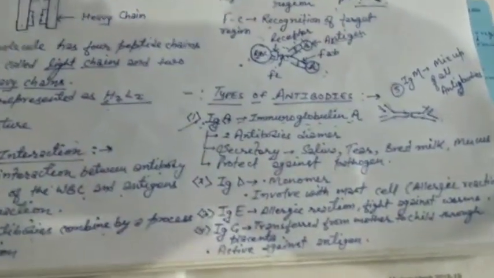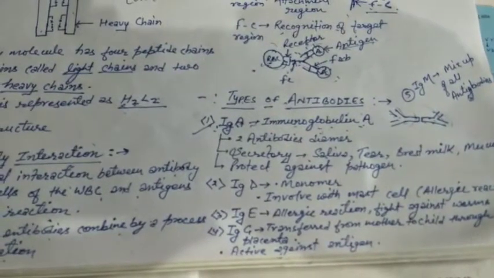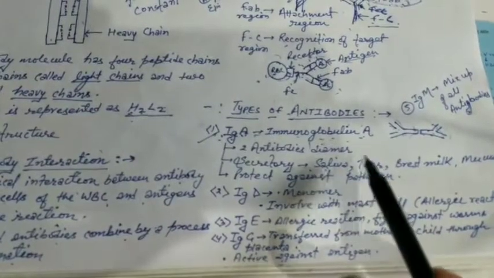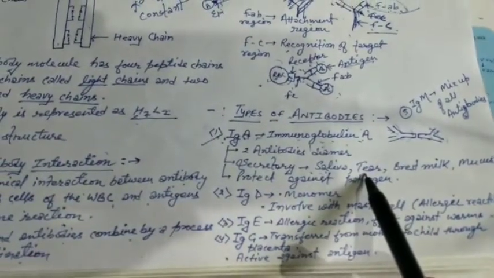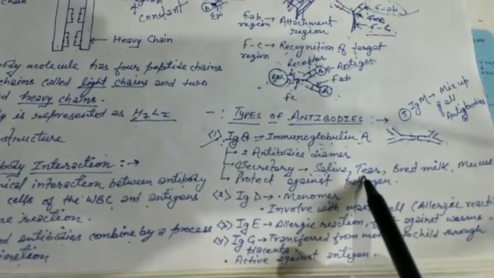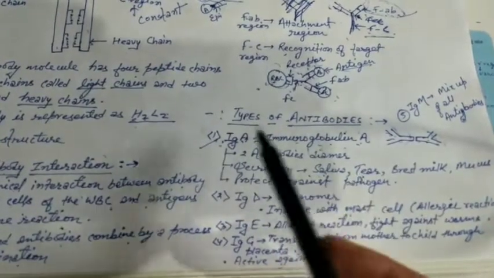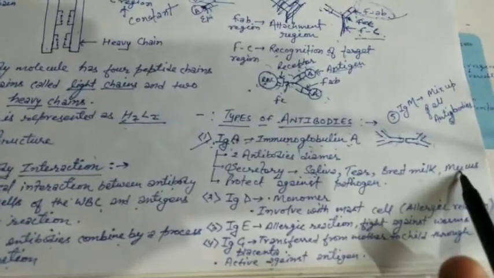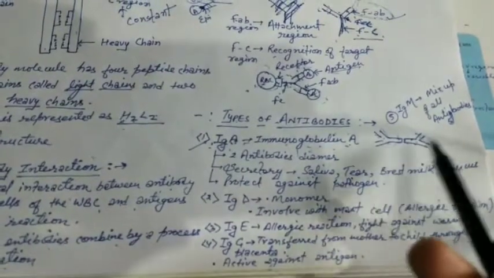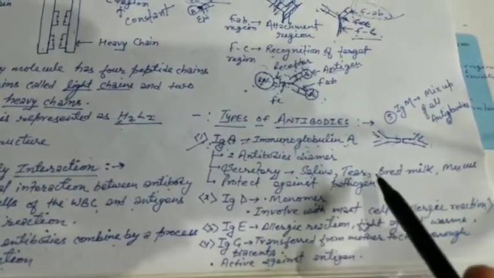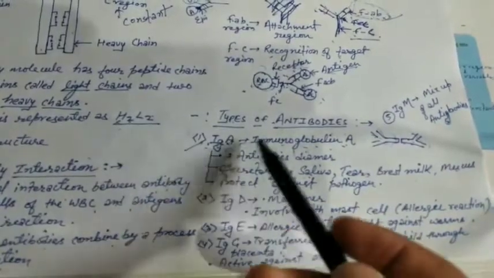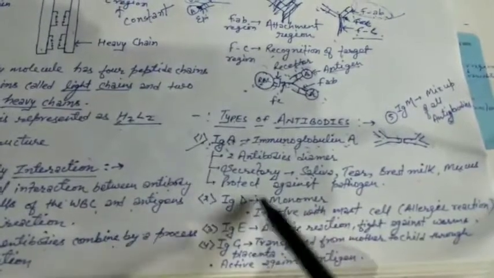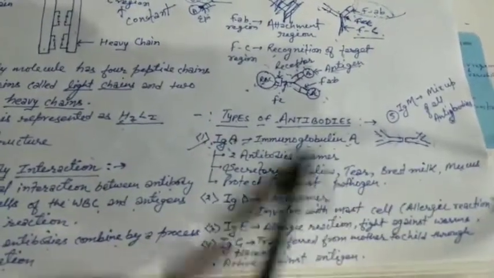So in our saliva, IgA antibody is present. Except that, tears also have some antibodies like IgA, and the breast milk, the mucus, and these secretions have a rich amount of IgA antibody. These antibodies protect us against some pathogens.